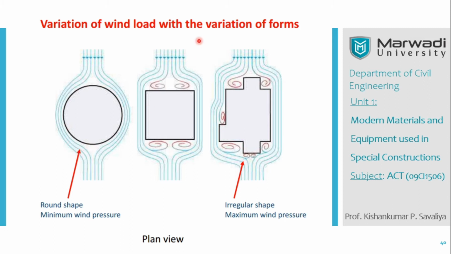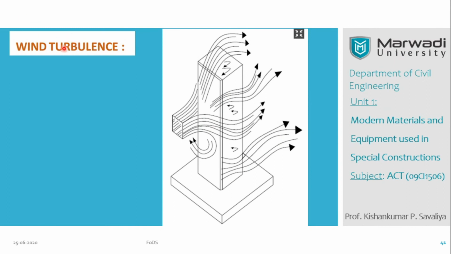your structure. Similarly, if you have a square structure, it will create an eddy current like effect. That is also there. Similarly, if you have a certain kind of irregular shape of the structure, you will find the maximum wind pressure at the behind also. So this is the behavior of the structure in the wind. This is called wind turbulence. Here I have mentioned one figure, so you will get the idea.